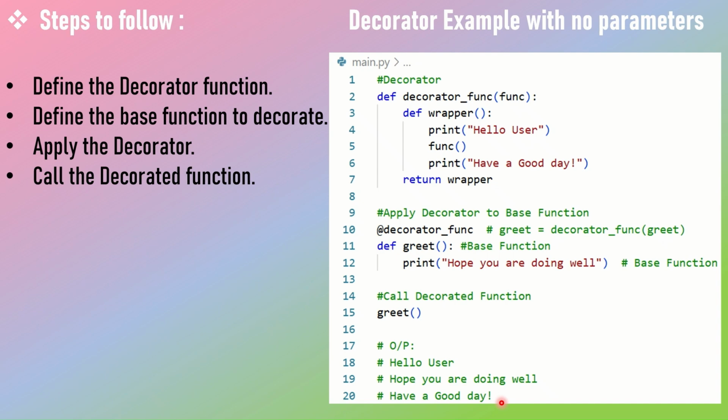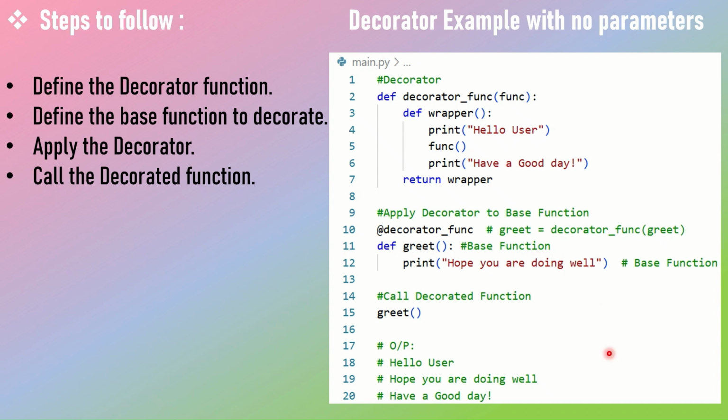So this is how we need to define a decorator function inside our code, define a base function, apply a decorator to a base function, and finally call the decorated function. This example is with no parameters. Here we can see we are not passing any positional or keyword arguments.